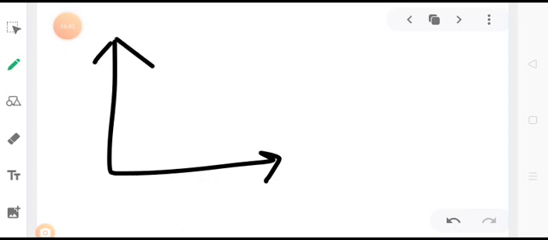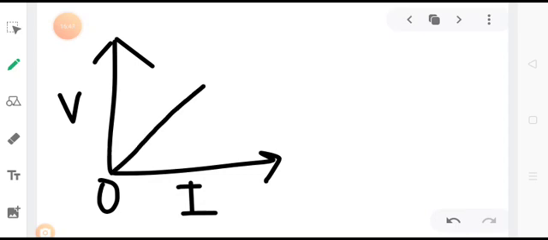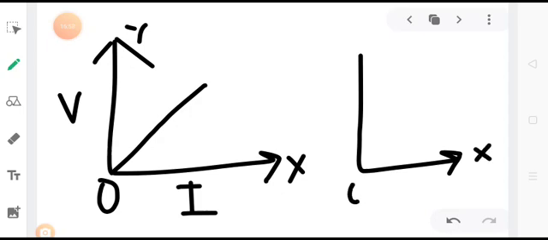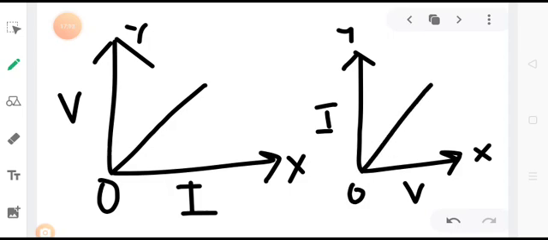We have seen that when a graph was plotted between applied potential difference and current, it turned out to be a straight line. Now I would like to ask you one question. Suppose current is plotted on the y-axis and potential difference on the x-axis, then what should the graph look like? The graph is again a straight line passing through the origin.